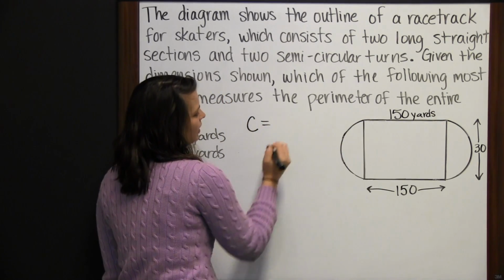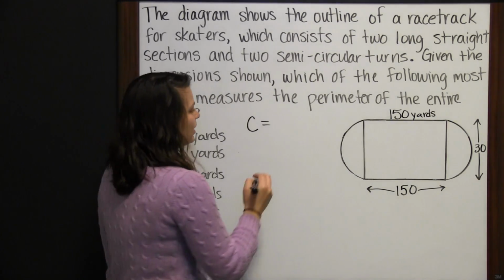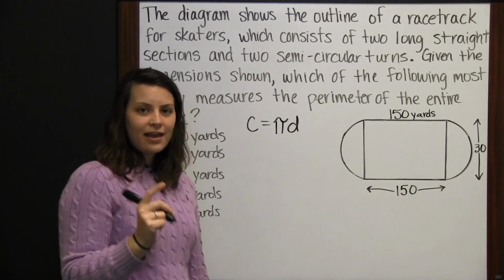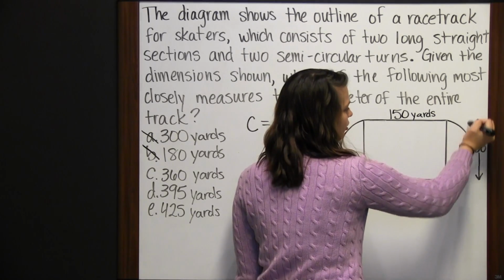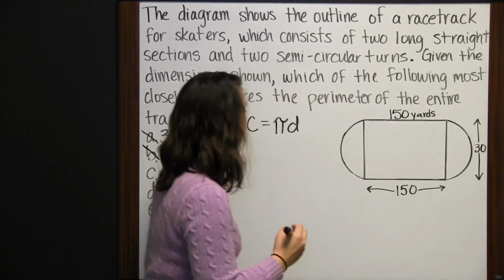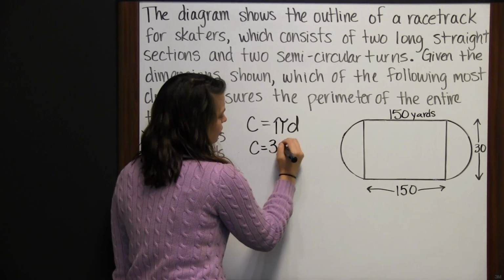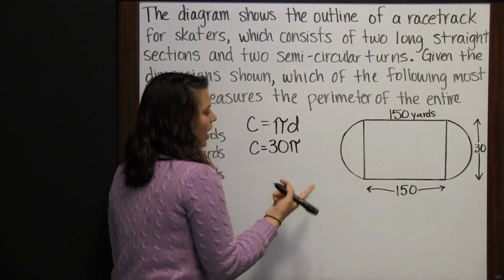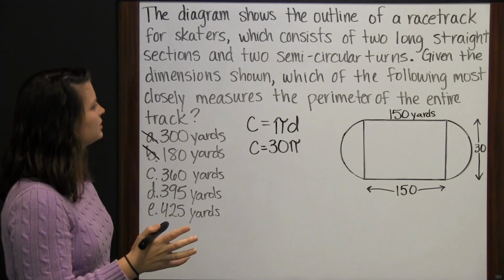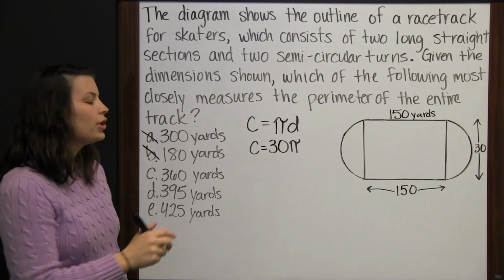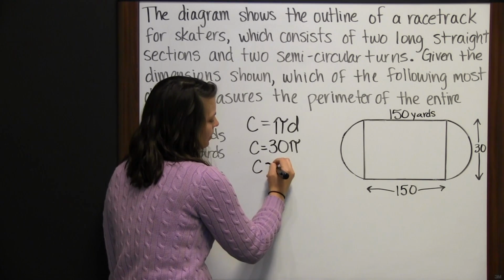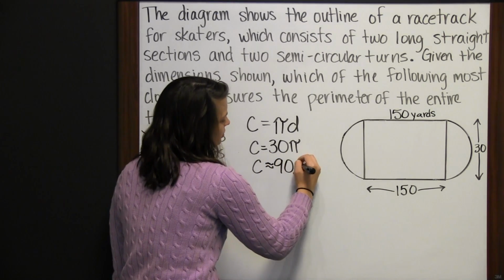That's what circumference is. And the circumference of a circle is pi times the diameter of the circle, which they gave us. They told us that this distance is 30. Well, that goes all the way across my circle. So that's my diameter. So my circumference is 30 pi. And pi is about 3. It's actually a little over 3. But since they said most closely measures, we'd probably be okay just using 3 for pi. So our circumference is about 90 yards.